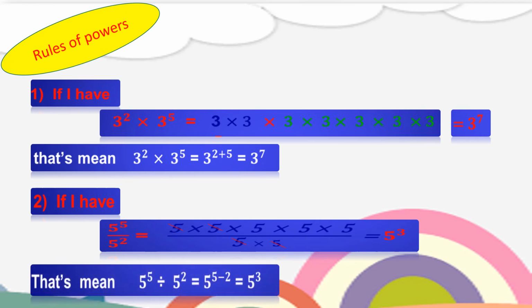That means if I have dividing by the same base, I will subtract the power. I have here base 5 and here base 5, and the operation between them is divide. So I keep the base 5 and subtract the power. So it's equal 5 to the power 5 minus 2 equals 5 to the power 3. So the first rule: if I multiply the same base, I add the power. The second rule: when I divide by the same base, I subtract the power.